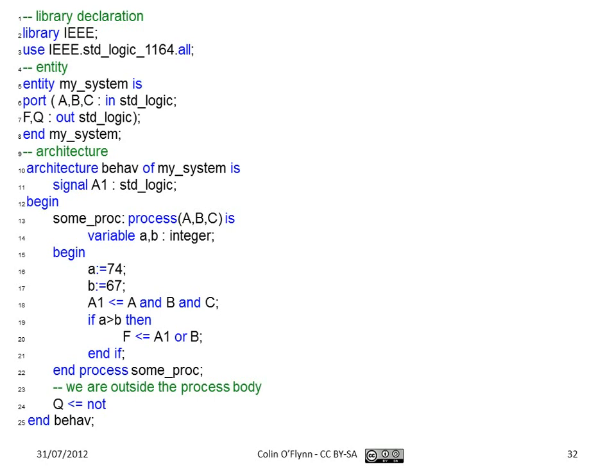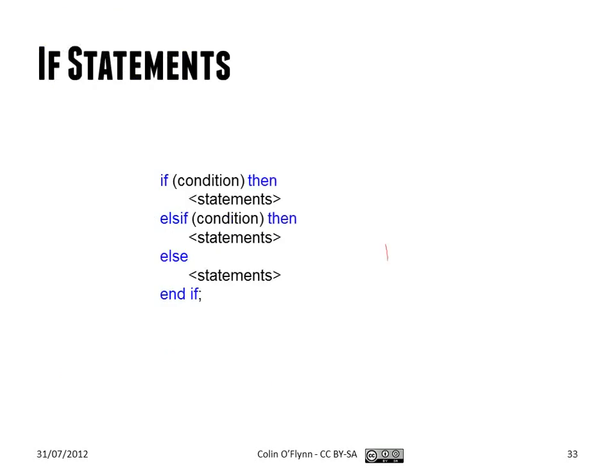So there's a longer example where we have, again, a variable A and B, which are integers. We assign A and B some numbers. We assign A1 something, which is a signal defined there, and then we do some comparison, and based on that comparison, define the output. So that's another example of a process.